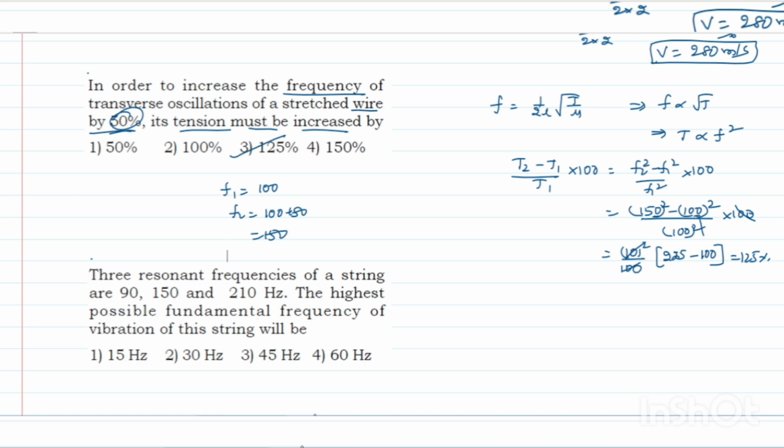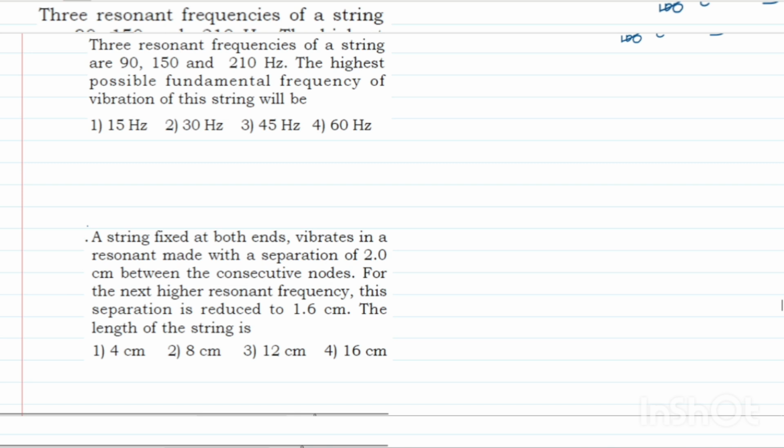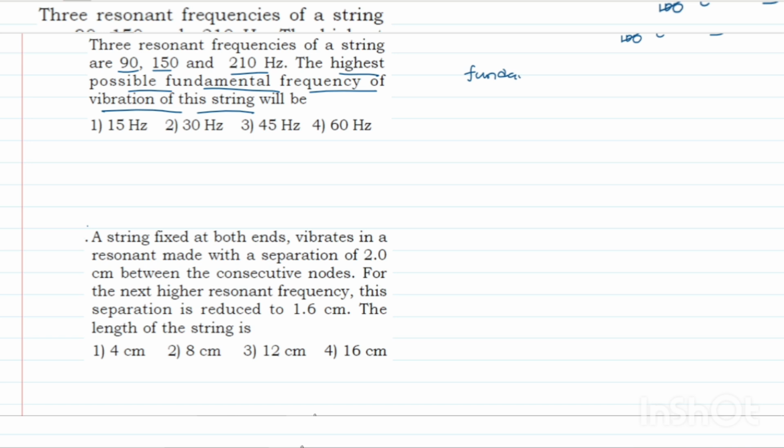So the next question says here, three resonant frequencies of a string are given as 90, 150 as well as 210 Hz. The highest possible fundamental frequency of the vibration of the string. So here, students, the fundamental frequency must divide the resonating frequencies, the resonant frequencies.